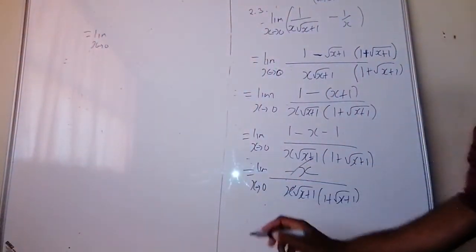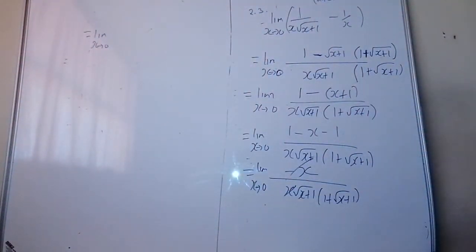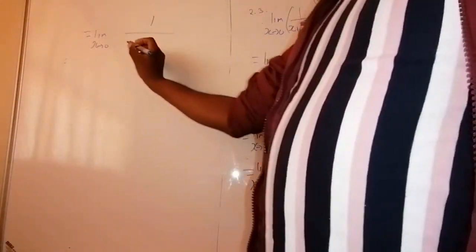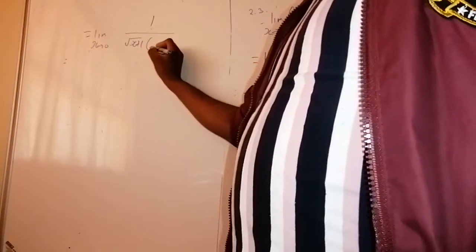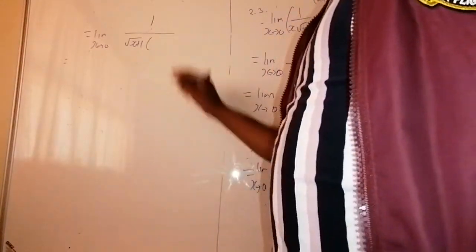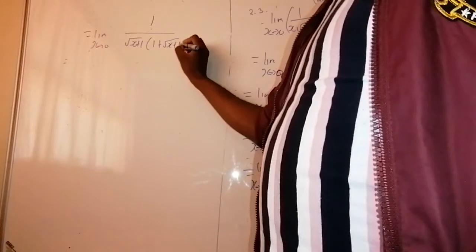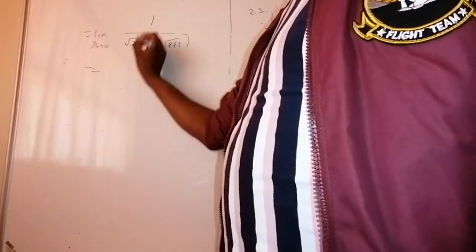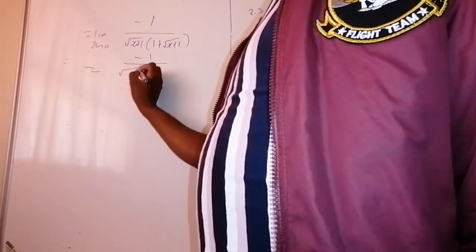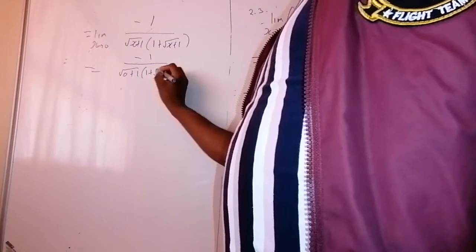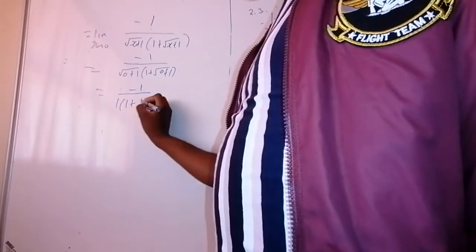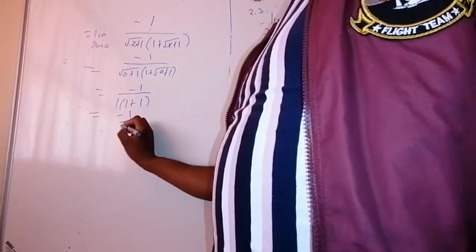So that's going to be the limit as x approaches 0. We can cancel x and x, which leaves negative 1 divided by the square root of x plus 1 times 1 plus the square root of x plus 1. Sorry for that. You can just substitute 0 there. So that's negative 1 over the square root of 0 plus 1, times 1 plus the square root of 0 plus 1. So that's negative 1 over 1 times 1 plus 1, which is just negative half.